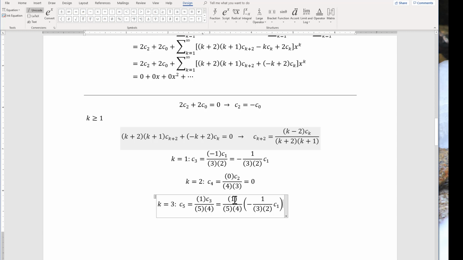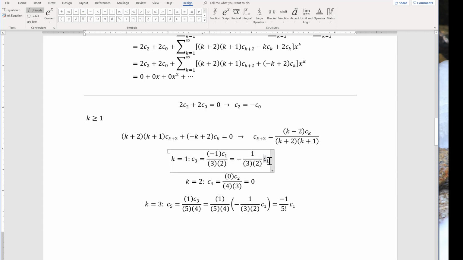Looks like we have a negative 1 on top. Then we have 4 times 5, and then 5, 4, 3, 2, and then there's 1. So that looks like a 5 factorial, and then this is multiplied times C1. So C5 goes back to C3, which goes back to C1. So everything here can be in terms of C1. C4 goes to C2. Well, C4 is actually equal to 0, so that's gone.